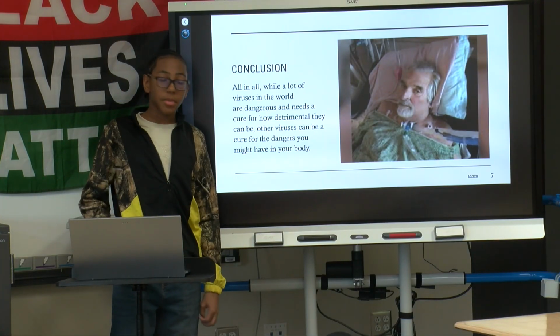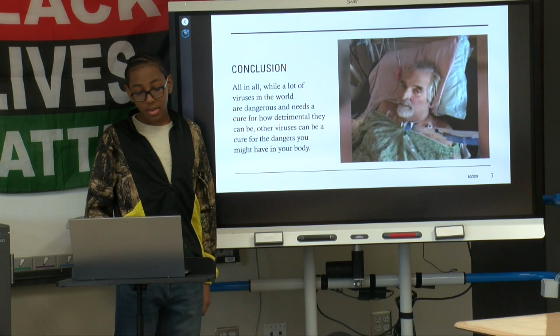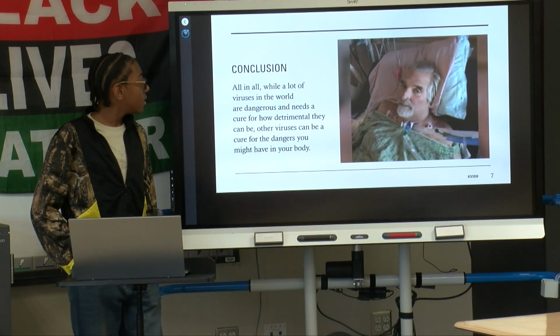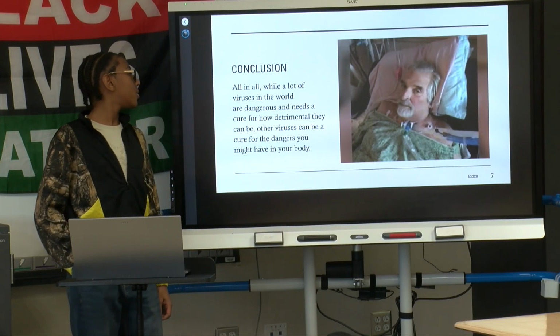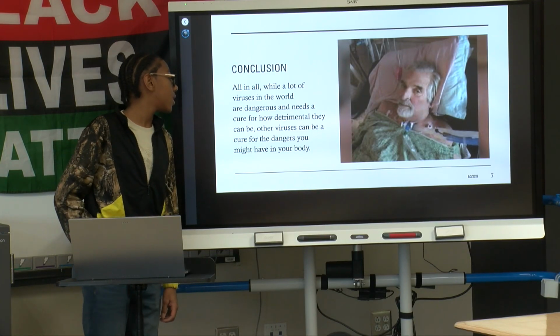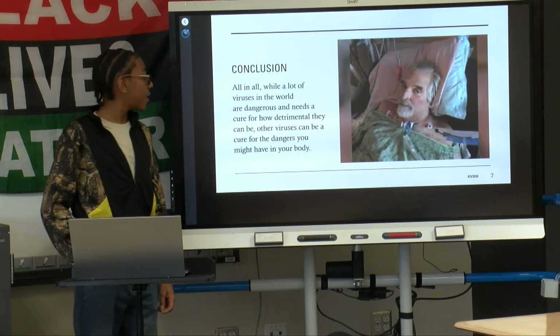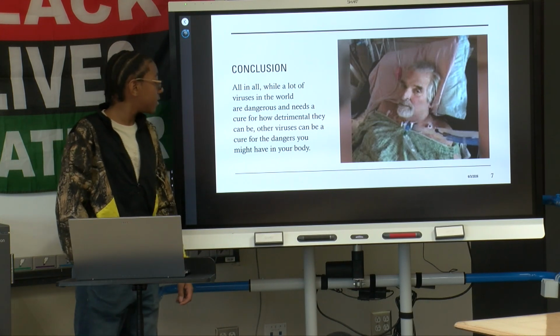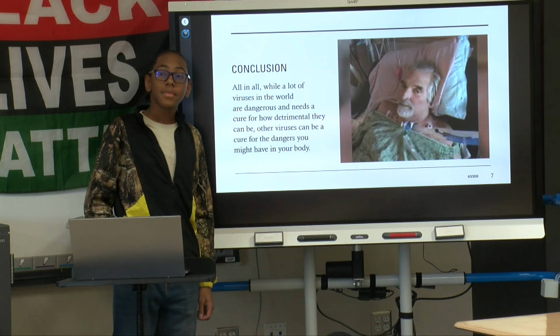And got saved from cancer because of the virus. And all in all, while a lot of viruses in the world can be dangerous, it needs a cure for how detrimental they can be to the body. Other viruses can be a cure for the dangers you might have inside you.